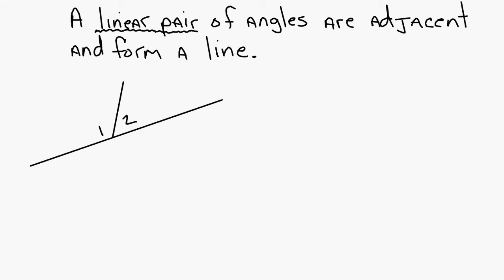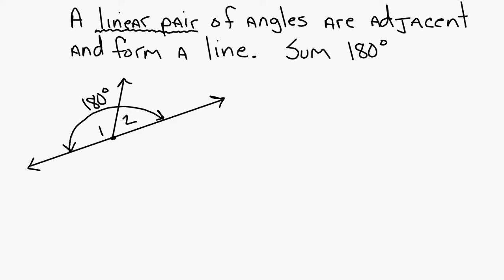1 and 2. They're adjacent to each other because they share a vertex and they share a side, but they're also a linear pair because they form a line, don't they? Okay? A linear pair of angles are adjacent and form a line. Just make a note that they sum. What do they sum? 180. Good. They sum 180. Because remember, the angle measure of a straight angle is 180 degrees. So a linear pair will always sum 180.